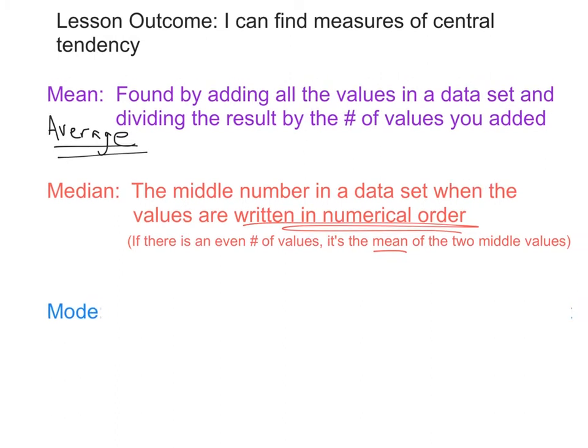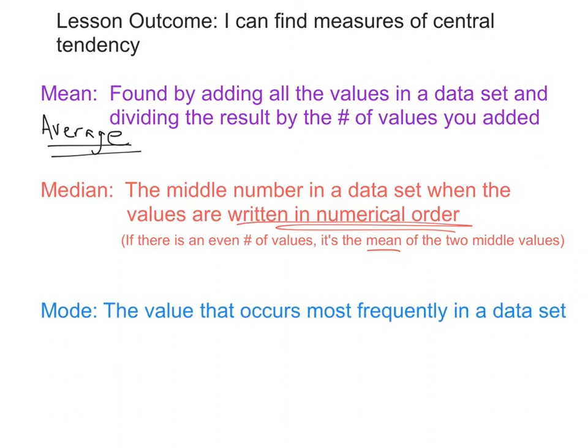And the third term, the mode, is the value that occurs most frequently in a data set. So mode, I often will say mode means most common. Mode means the most. Okay, and median means the middle. So those are some keywords for us. Mean is the average, median is the middle, and mode is the most common.